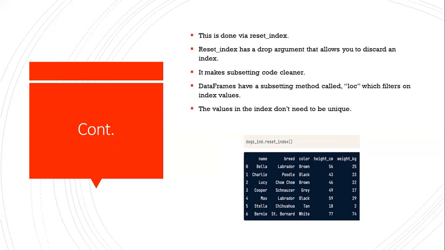Data frames have a subsetting method called loc, which filters on index values. The values in the index don't need to be unique.